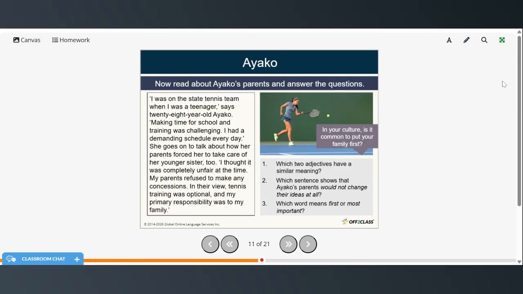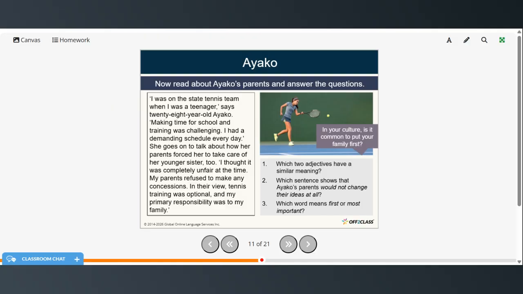So now we're going to read about Ayako's parents and answer the question. Again, you can pause the video, read on your own, or you can follow along as I read. "I was on the state tennis team when I was a teenager," says 28-year-old Ayako. "Making time for school and training was challenging. I had a demanding schedule every day." She goes on to talk about how her parents forced her to take care of her younger sister too. "I thought it was completely unfair at the time. My parents refused to make any concessions. In their view, tennis training was optional, and my primary responsibility was to my family."